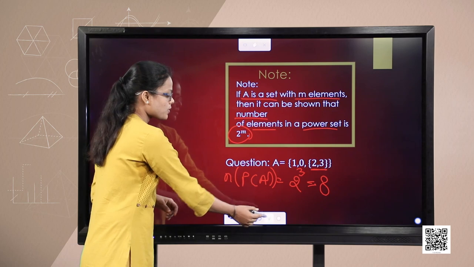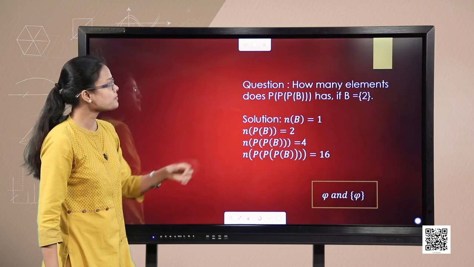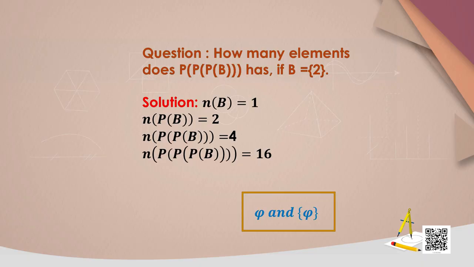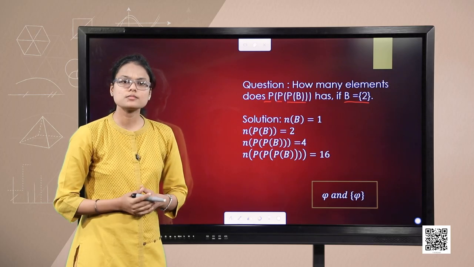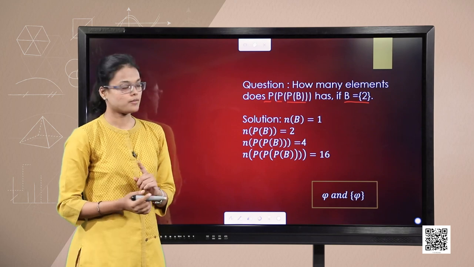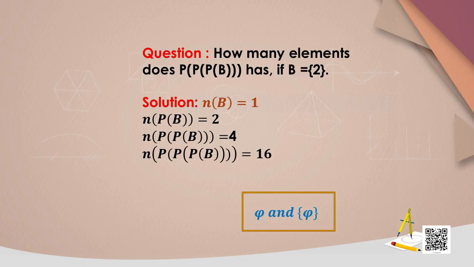Now, let us take one more question on power set. How many elements does the power set of B have, where B is a singleton set consisting of element 2? How many elements are there in B? 1. So, yes. Number of elements present in B is 1. The number of elements present in its power set? It will be 2 raised to power 1, so this gives us 2.